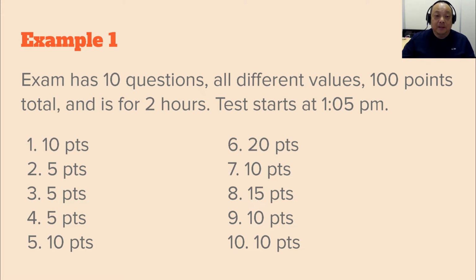Example 1. The exam has 10 questions, all different values, 100 points total, and is for 2 hours. The test starts at 1:05 p.m. And the different point values are shown on the screen. Question 1 is 10 points. Questions 2, 3, 4, 5 points each. Question 5, 10 points. Question 6, 20 points. Question 7, 10 points. Question 8, 15 points. Questions 9 and 10, 10 points each.